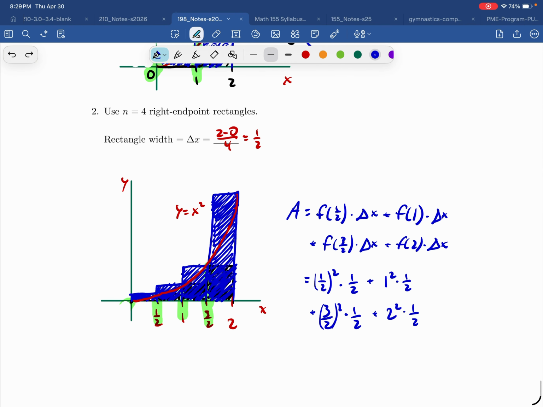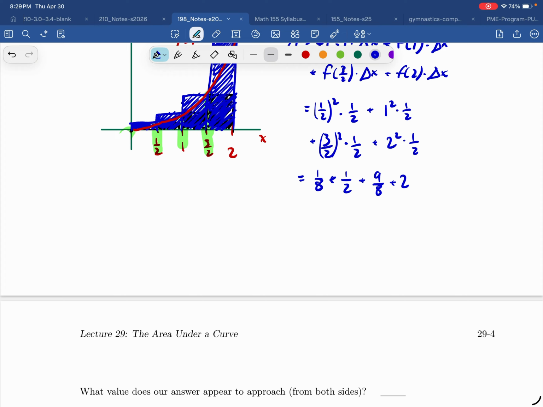We're going to have 1/4, so it's still going to be 1/8 plus 1/2 plus 9/8 plus 2. 4 times 1/2 is 2. So we're going to get 10/8 plus 5/2, which is 20/8. 10/8 plus 20/8, 30/8, 15/4, I think. Again, an overestimate. So we had 7/4 is an underestimate, 15/4 is an overestimate, but we do have an approximation.